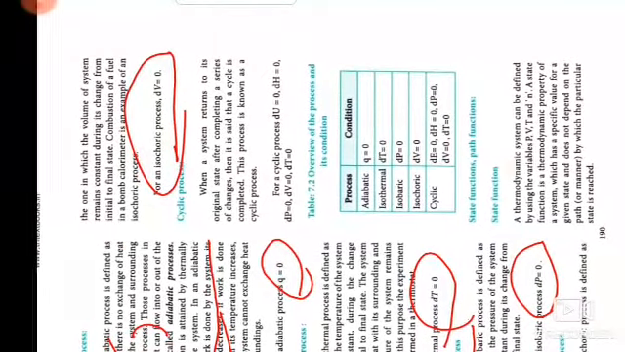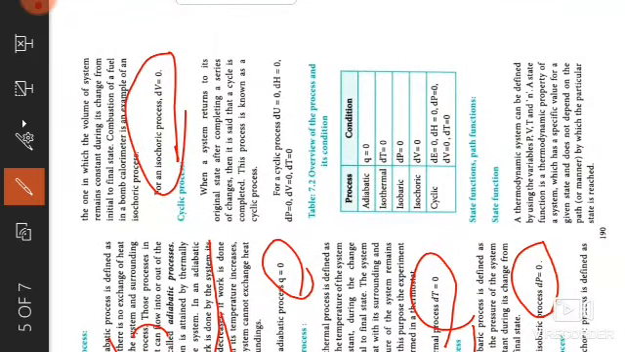Next one is, what is meant by cyclic process? When a system returns to its original state after completing a series of changes. Cyclic means it continuously returns to the initial state repeatedly. When the cycle is completed, the process is known as cyclic process. In this cyclic process, what is delta U, internal energy, delta H, enthalpy, pressure, volume, temperature? All are equal to 0.